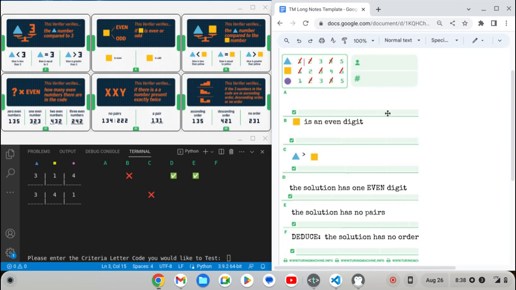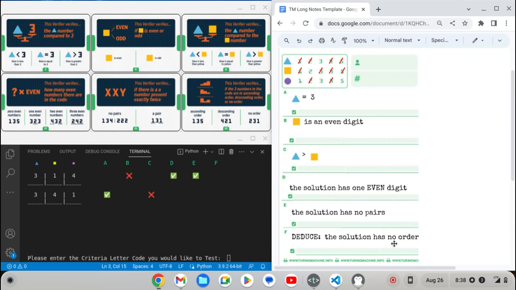Let's go ahead and test criteria card A. Okay, in that case, yes, it is true that triangle is equal to 3. So let's type that up in our notes. Triangle is equal to 3, and so we can cross out the 5. Because triangle needs to be bigger than square, that means that square has to be 2. So square can't be 4.